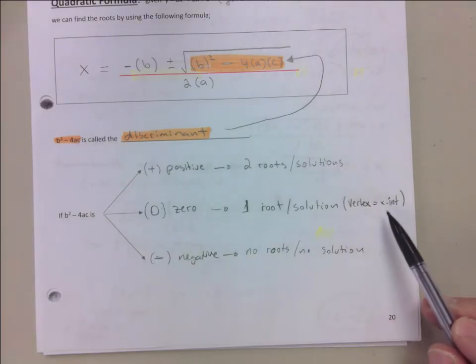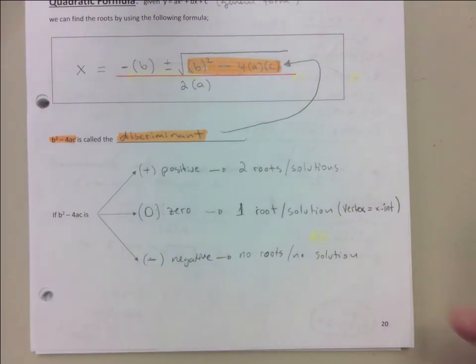I'm pretty sure I didn't have that on the lesson. But the vertex is also the x-intercept, okay? Because that's the only time it touches. And if it's a negative, there's no roots, no solutions, you're done, okay?